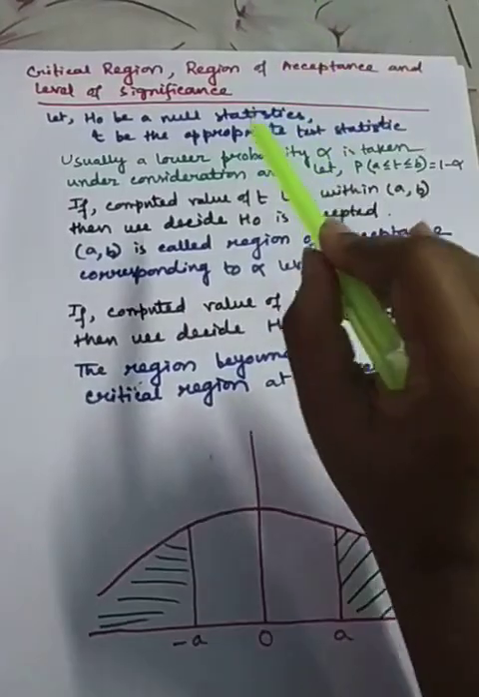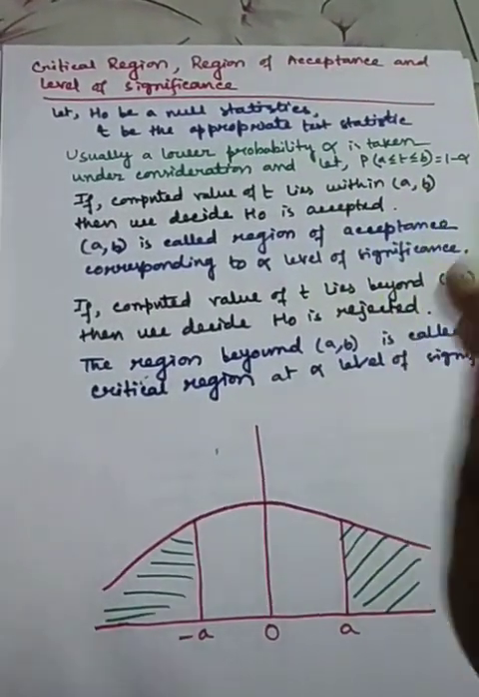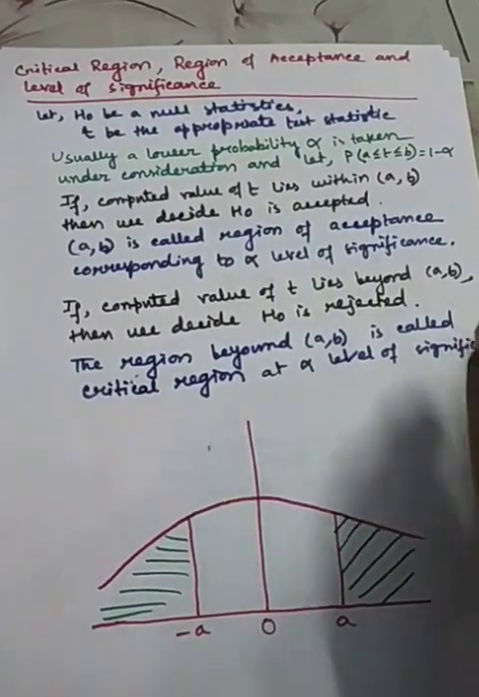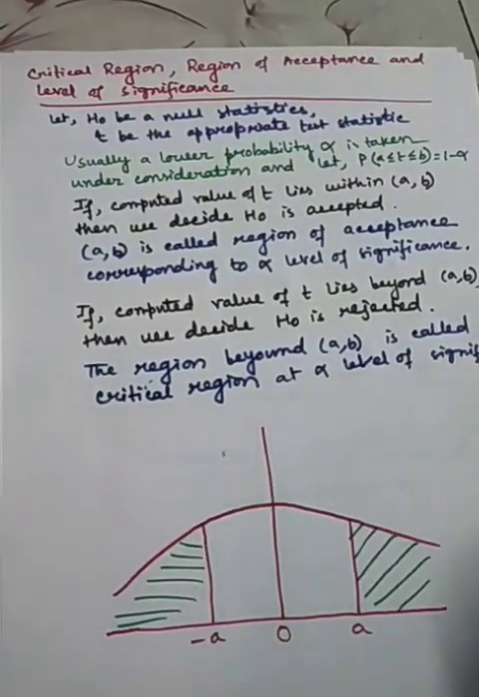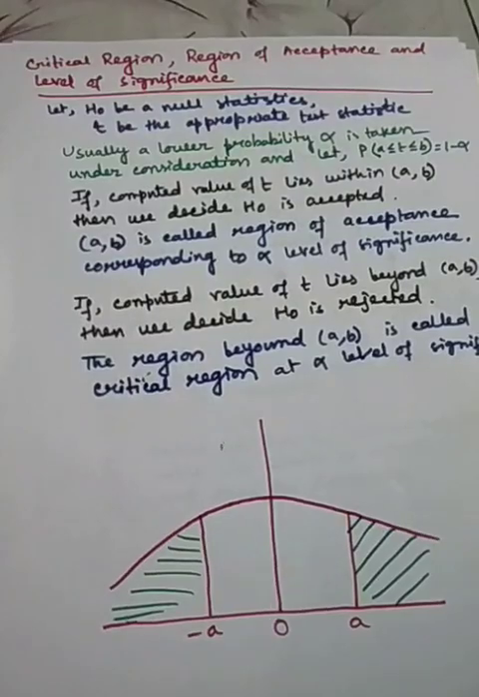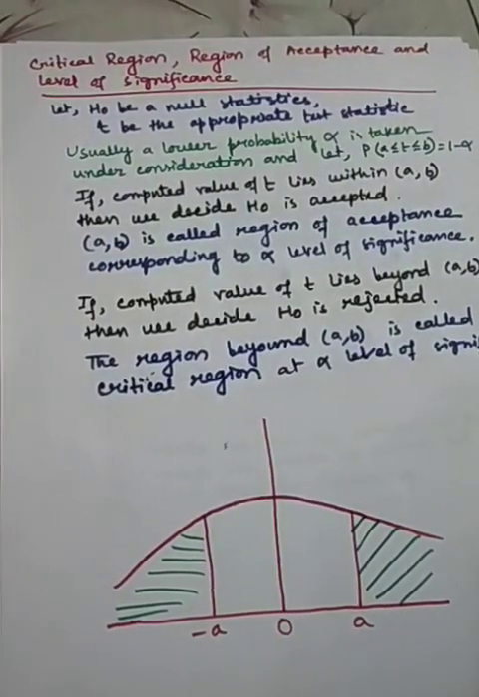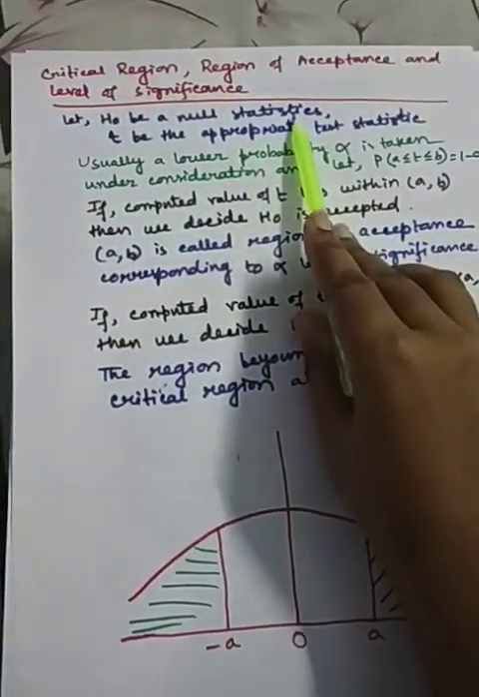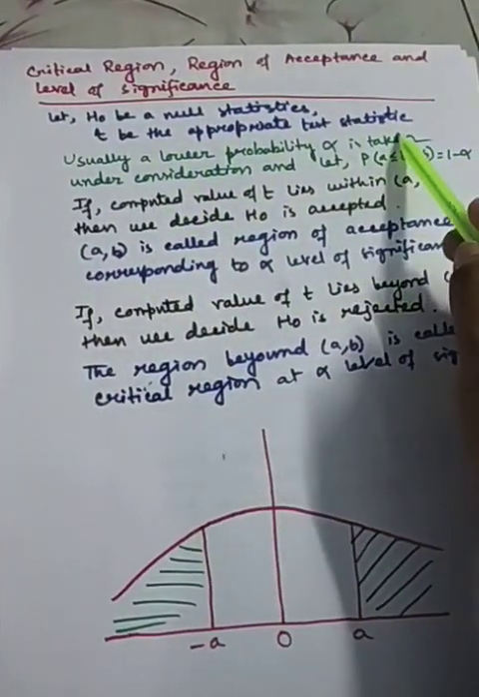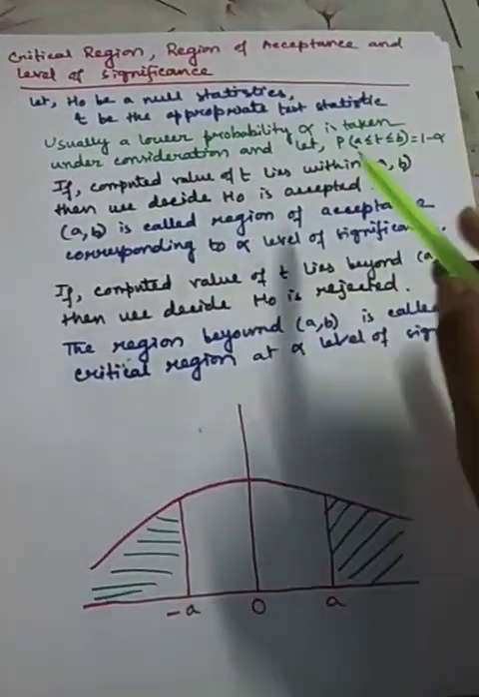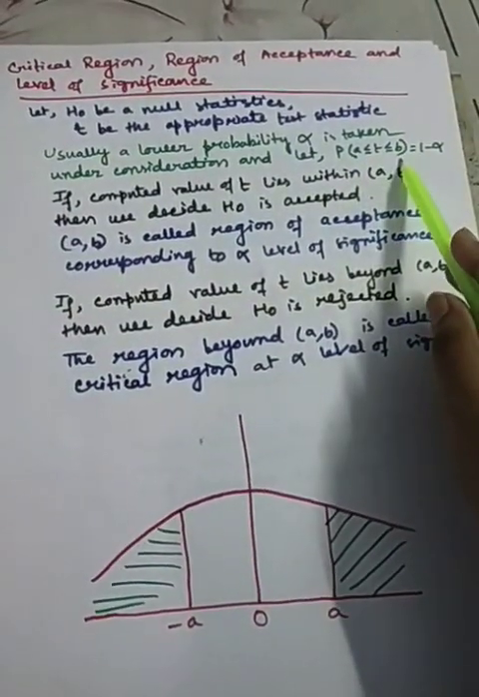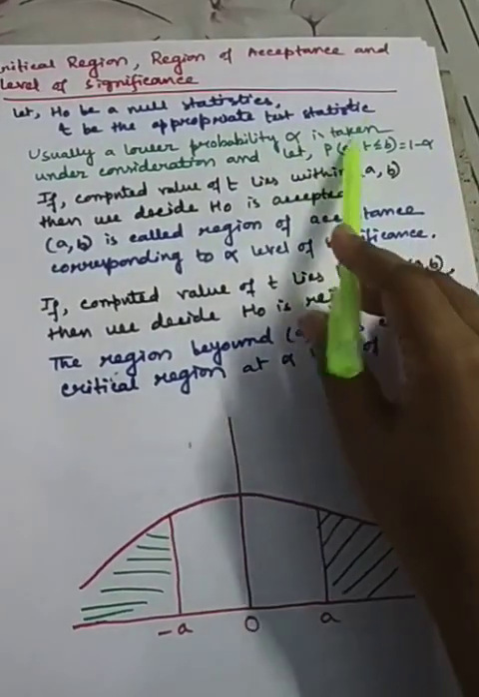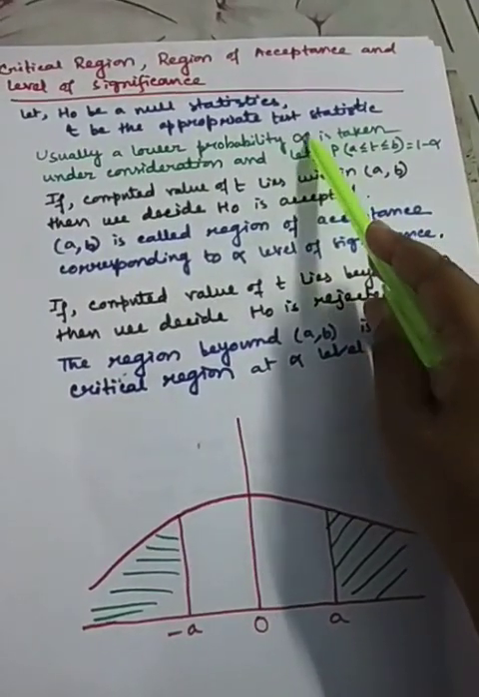Usually, for any kind of statistical problem, first we always have to choose an appropriate statistic. We can choose Z-test, T-test, or chi-square test as our test statistic. Let H0 be a null hypothesis and let T be the appropriate statistic. Let the probability of A to B of the T be equal to 1 minus alpha. Then this alpha is called the level of significance.